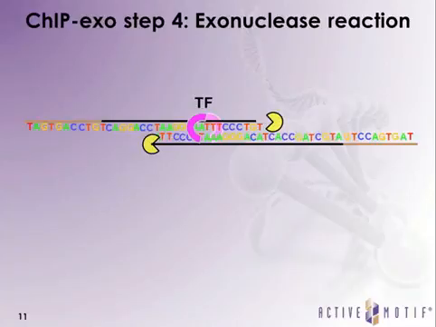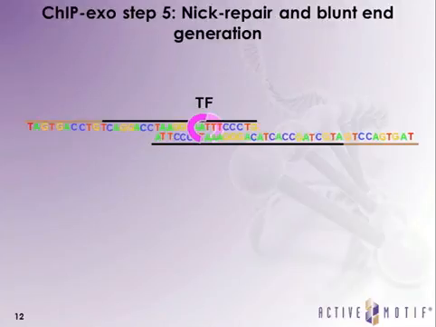And this transcription factor is actually acting as protection for the DNA underneath, since this blocks any more exonuclease activity from occurring and protects the binding site for the transcription factor. So we've now shortened each fragment on each strand to a much shorter size, as well as isolated where the transcription factor is binding to the ends of these fragments.